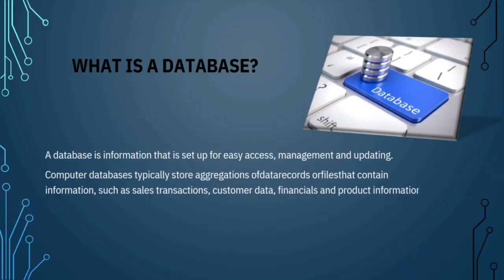Today I'm gonna talk about database. First, I will outline what is database management system, and how they are related to each other. What is database? A database is information that is set up for easy access, management, and updating. Computer database typically store aggregations of data records or files that contain information, such as sales or transaction, customer data, financials, and the product information.